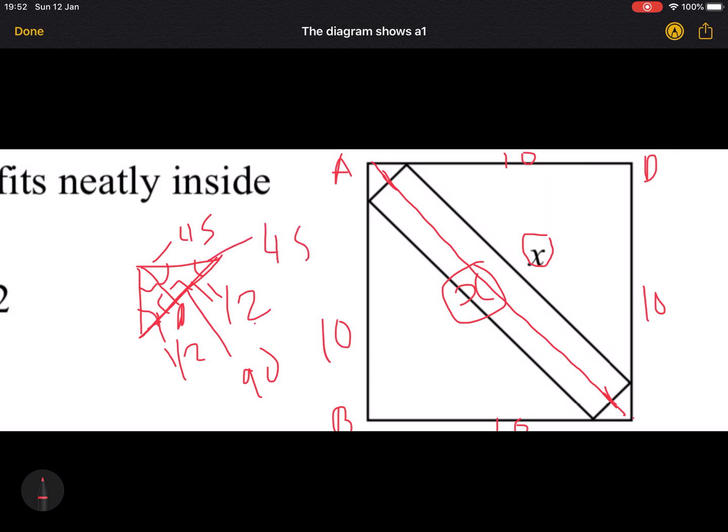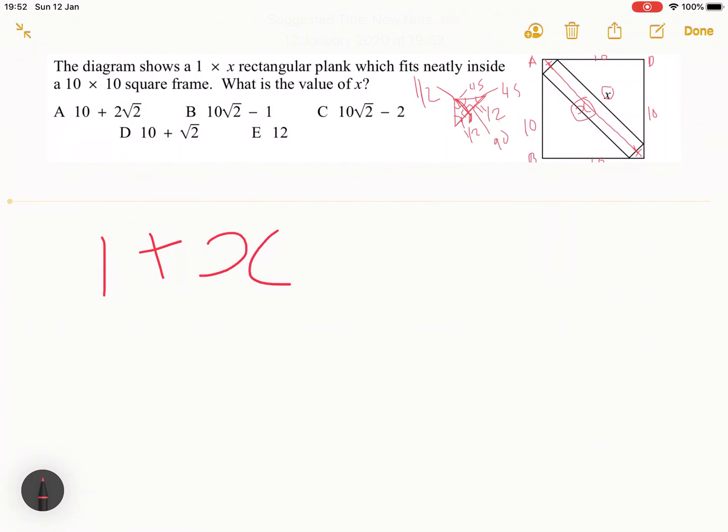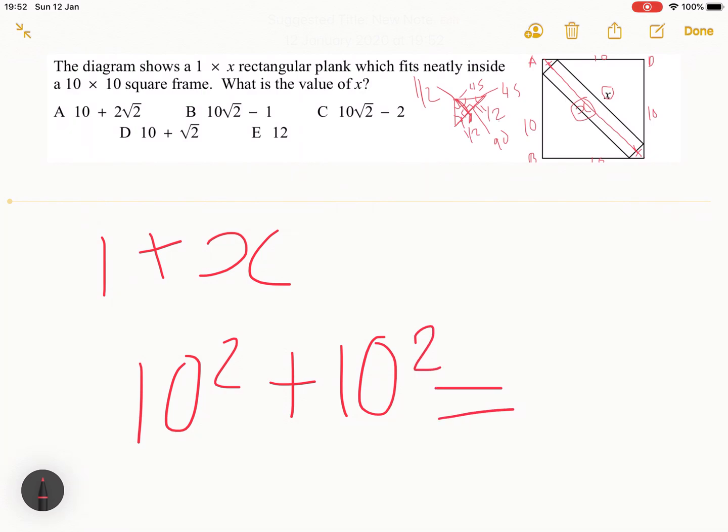So that means this is an isosceles triangle. Each of these are isosceles triangles, so this height here is also half. So now we know this height is half, then this height will also be half. So this whole hypotenuse here is basically 1 plus x, because it's half and half plus x. So if we look at this on a broader scale, 1 plus x is our hypotenuse. So 10 squared plus 10 squared equals 1 plus x squared.